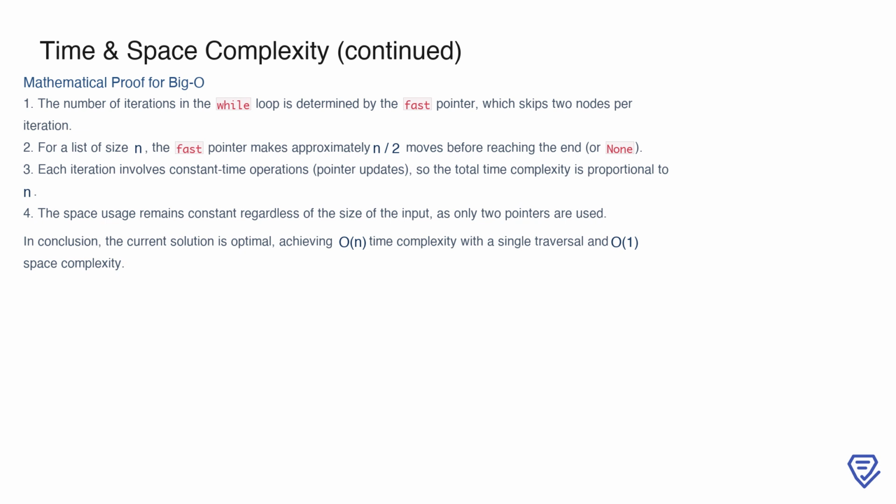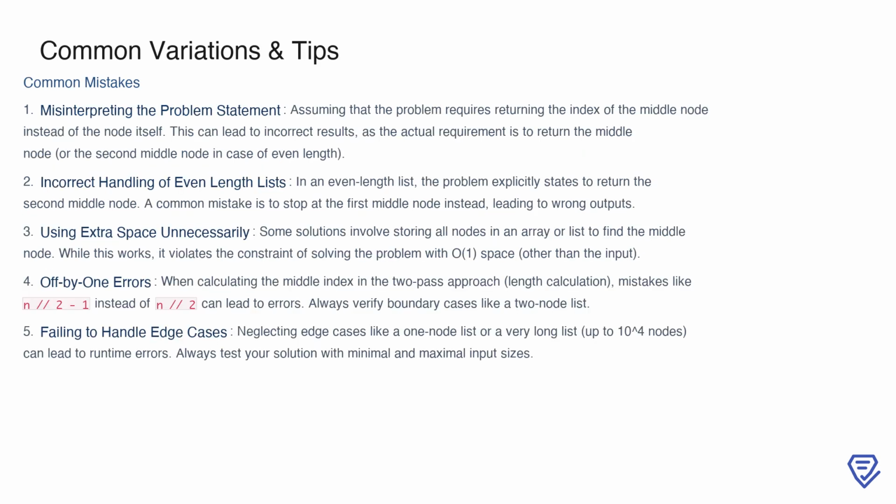This combination of O(n) time complexity and O(1) space complexity makes the solution optimal for finding the middle of a linked list. When solving this problem, there are several common mistakes you'll want to avoid. First, some people misinterpret the problem statement and think they need to return the index of the middle node instead of the node itself. Remember, the goal is to return the actual node.